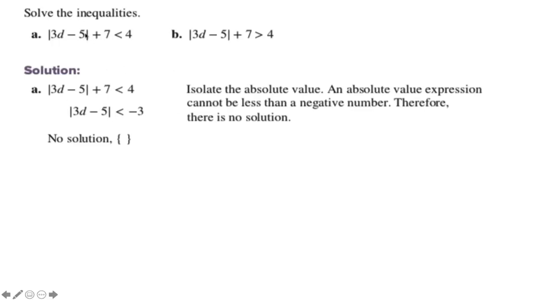Same thing here, we're just trying to isolate the absolute value, minus 7 on both sides. Notice now we have absolute value of this expression is less than negative 3, but absolute value is non-negative, so it cannot be negative. It cannot be less than a negative, so there's no solution for this case.